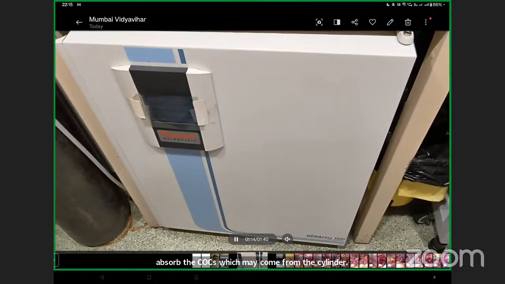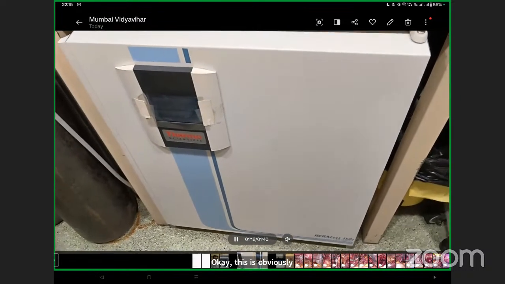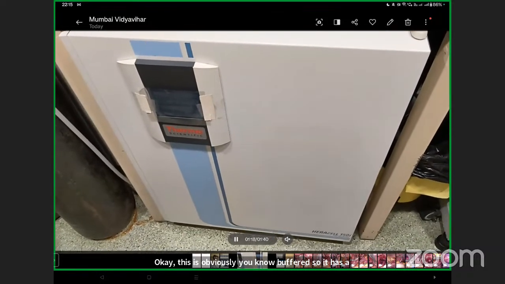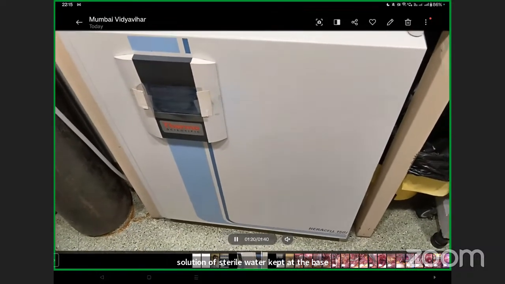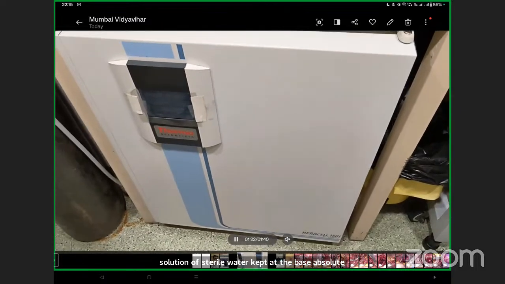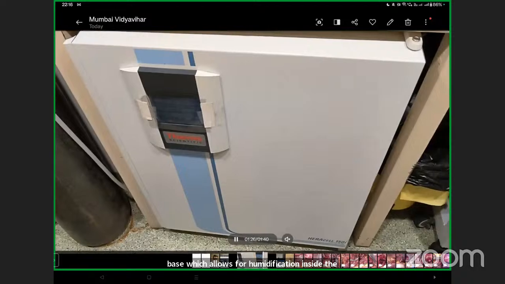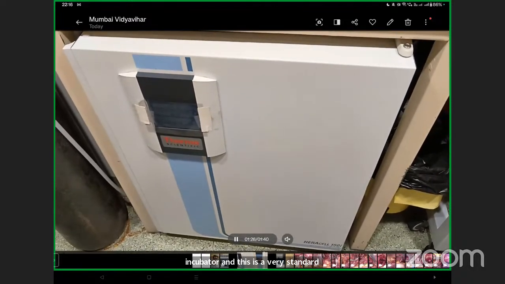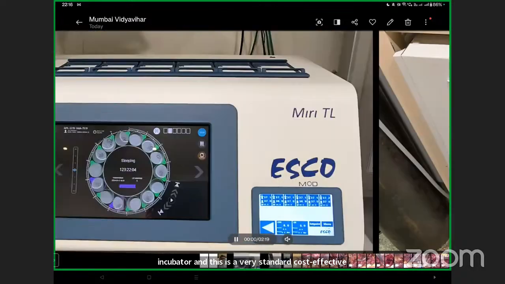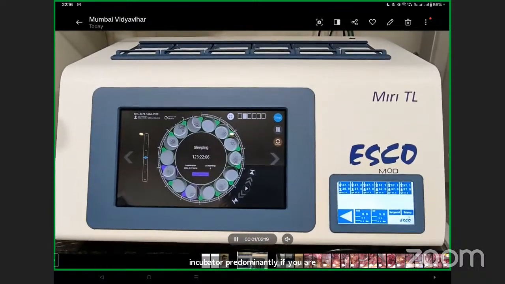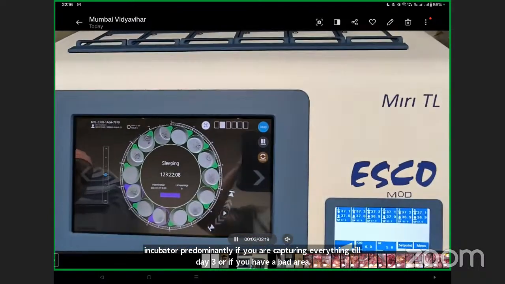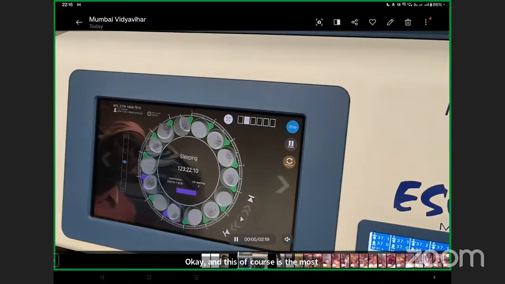This is obviously buffered. It has a solution of sterile water kept at the absolute base, which allows for humidification inside the incubator. And this is a very standard, cost effective incubator, predominantly if you are culturing everything till day 3 or if you have a batch IVF. And this, of course, is the most expensive incubator out of the lot.